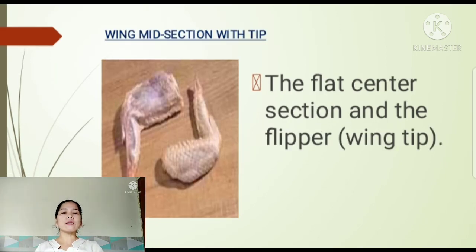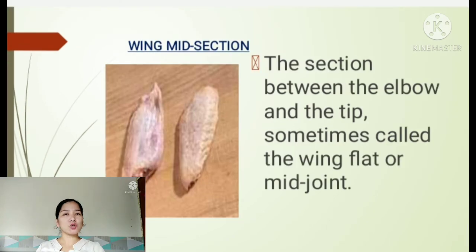Okay, the wing midsection with tip. The flat center section and the flipper wing tip. So, mula dito hanggang dito ay yung wing midsection with tip. The wing midsection is the section between the elbow and the tip, sometimes called the wing flat or the mid joint. Yan. Okay.